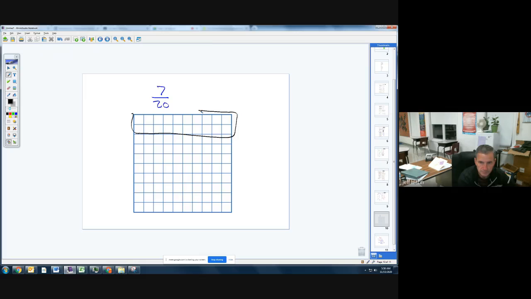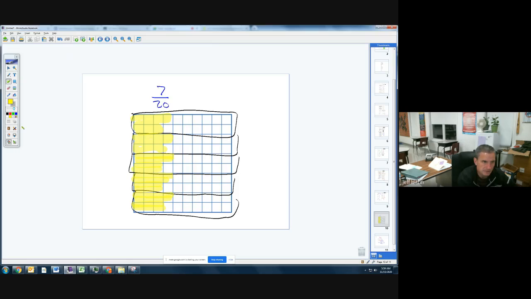Here is a group of 20 blocks. Here would be a group of 20 blocks. Another group of 20 blocks. Another group of 20 blocks. And another group of 20 blocks. I am going to shade in 7 from each one. So here's 1, 2, 3, 4, 5, 6, 7. Here's another 7. Oops, let's not go too far there. Here's another 7. Here's another 7. And here's another 7.